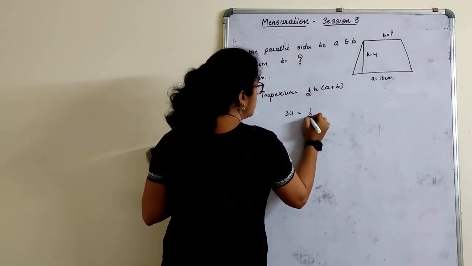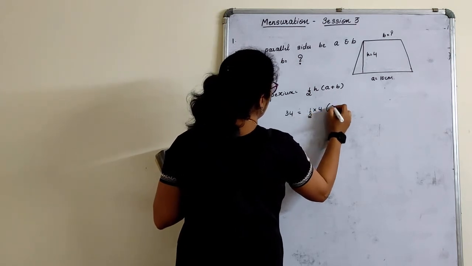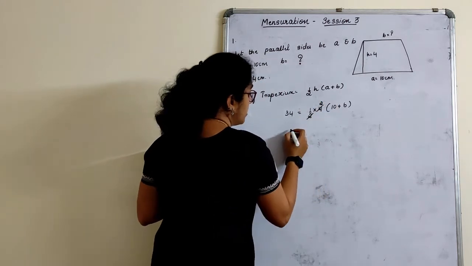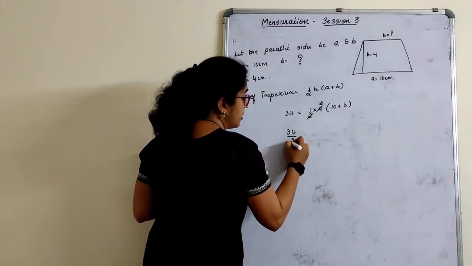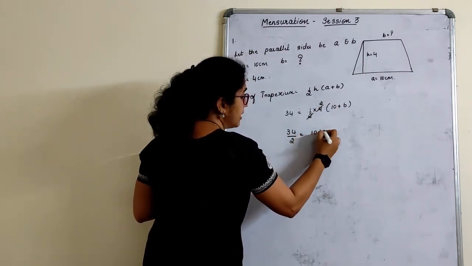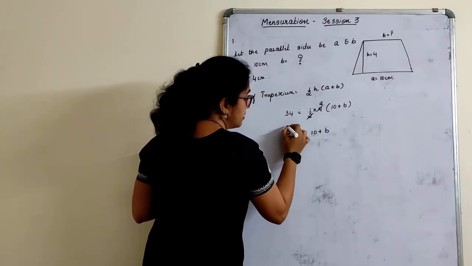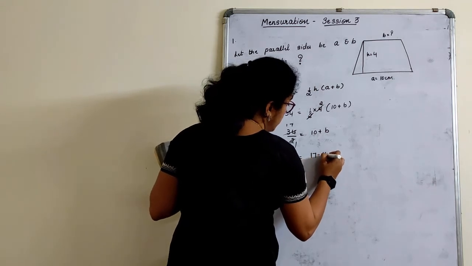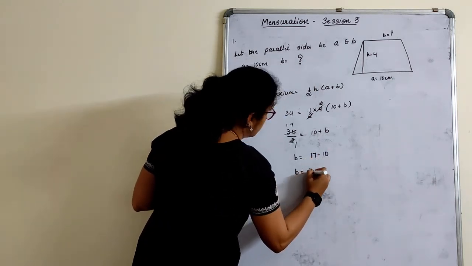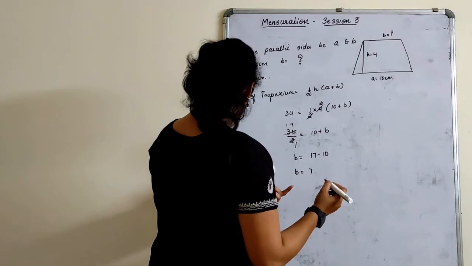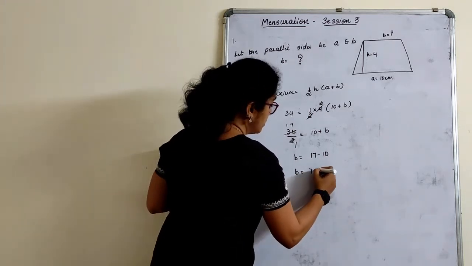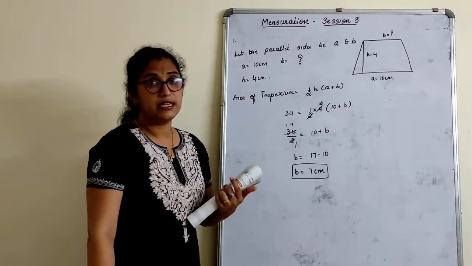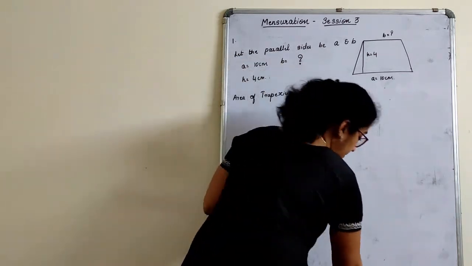34 is equal to half into 4 of 10 plus B. 2 twos are 4, so bring 34 down. 34 by 2 is equal to 10 plus B. 2 sevens are 14, so 17. B is equal to 17 minus 10. B is equal to 7. It is given in terms of centimeter. The length of the other parallel side of a trapezium is 7 centimeter. We'll move to the next one.